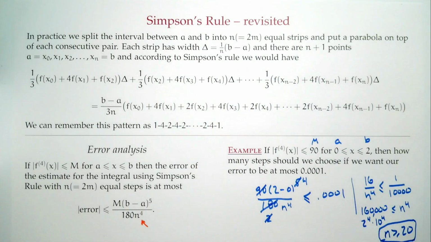Now, that's the power of Simpson's rule, because that fourth root is going to knock these terms down faster. So you usually have to have a much fewer number of data points to get a better estimate. That's why we like Simpson's rule. Okay, so there we go.